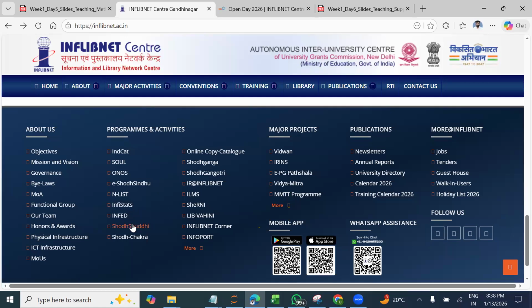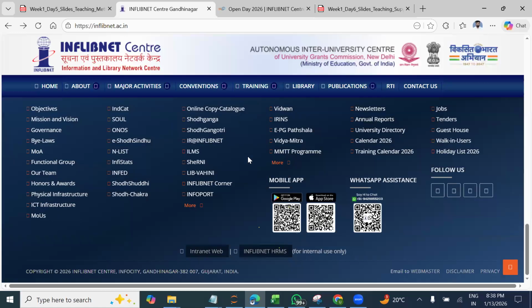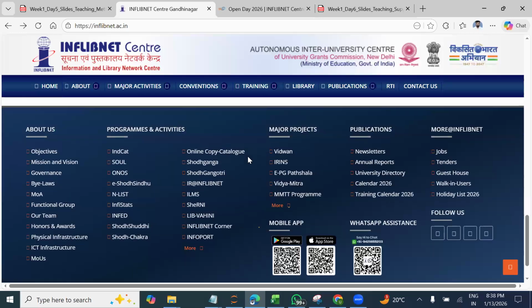InPStarts, InFED, Sodh Suddhi, Sodh Chakra, then online copy catalog, Sodh Ganga, Sodh Gangotri, ILMS, Sirni already have checked, LIB Bahini, InfluentNet Connect. So all these are different programs and activities. I think for this section you have to read, and I will give you the materials which will cover all these, the heading and the summary of this.